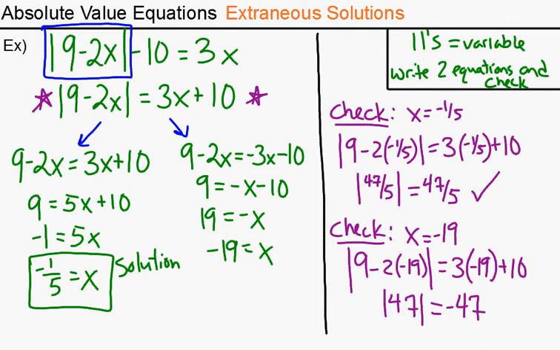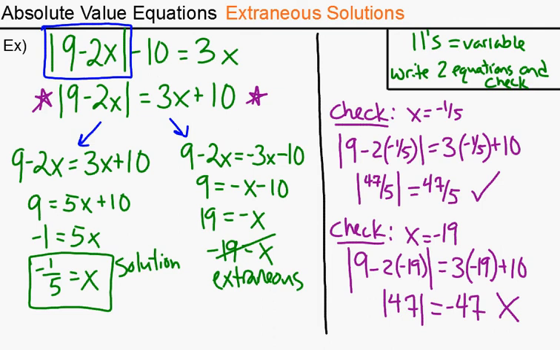And a red flag goes up here because I know that the absolute value of 47 does not equal negative 47, which means that it does not check, which means ultimately, even though this was a possible solution, we're going to label it as what's called extraneous. In other words, extra, a solution that looked like a mathematical possibility but doesn't actually work when I plug it back in.